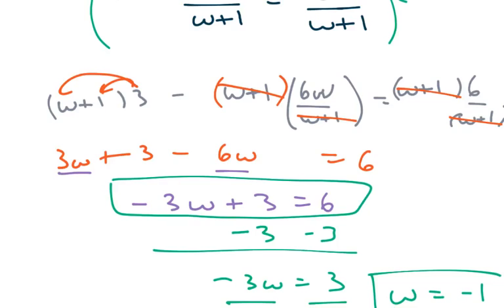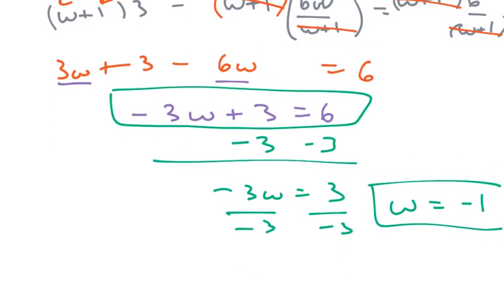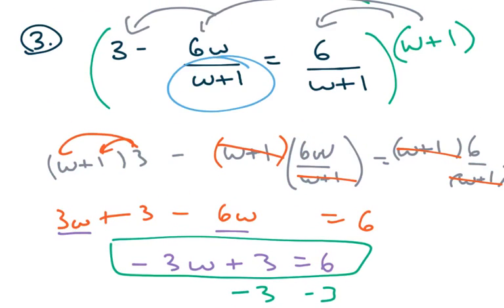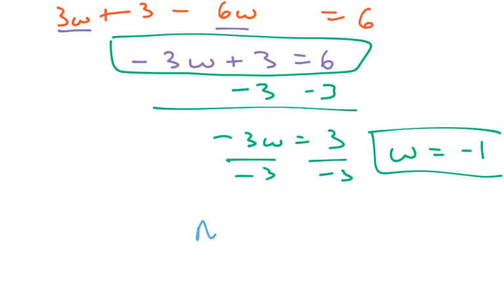Okay. Now, very important, like I said in the previous video, I do not want you just to walk away from this thinking, oh, look, I'm done, I got w equals negative 1. It's very important that you check that when w is negative 1, that it's true. And as we can see here, it's not true. And hence, there is no solution here.